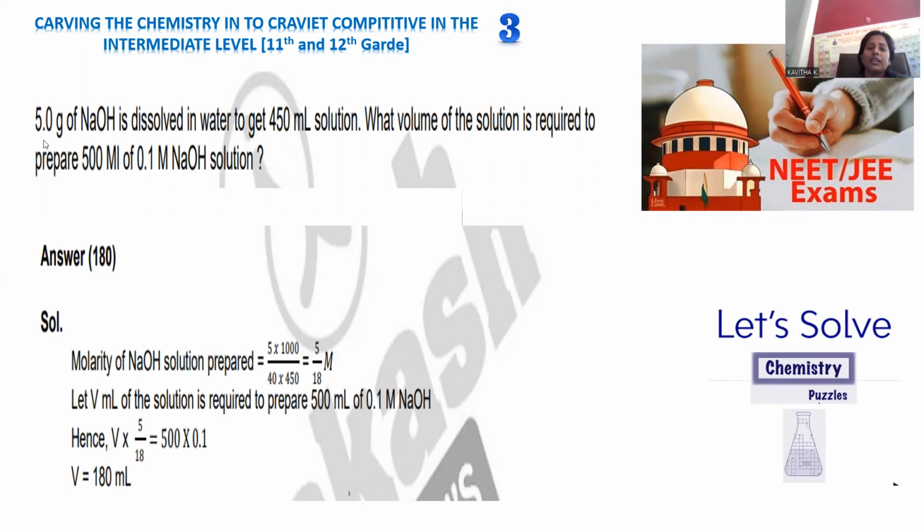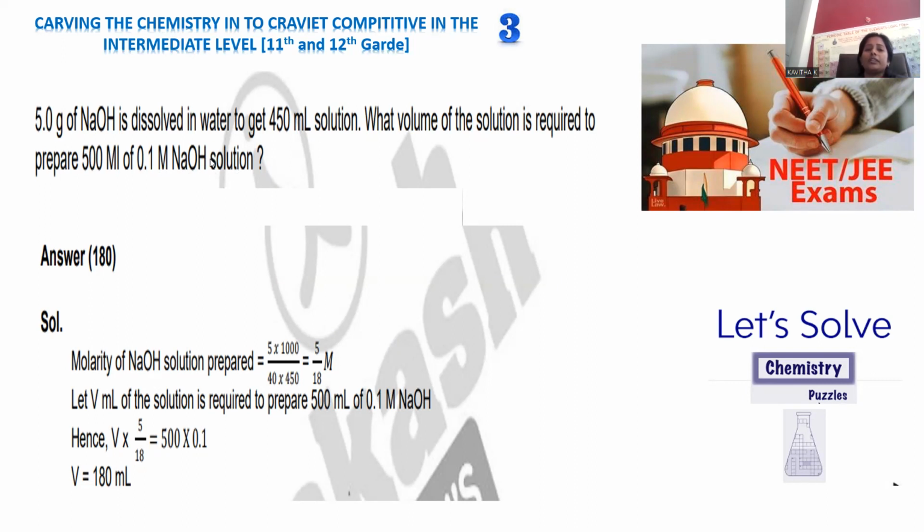Fine. So what they are giving, weight of sodium hydroxide is given, and this amount of sodium hydroxide is dissolved in 450 ml of solution, means M1 V1 are known to you, and M2 V2. So here the formula required will be M1 V1 is equal to M2 V2. M1 is known as 5 grams, V1 is known as 450 ml, V2. What volume of solution is required to prepare 500 ml of 0.1 molar NaOH solution?